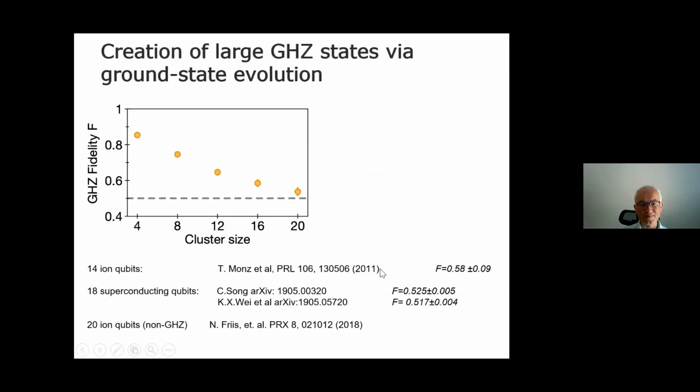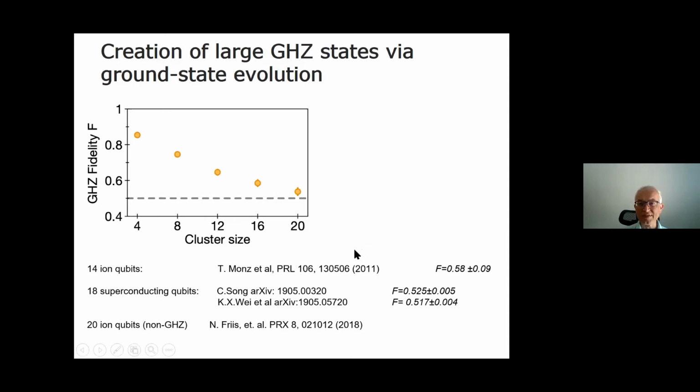So here, already in 2011, Rainer Blatt's group made such a GHZ state with a different method in a 14-ion crystal, and then at the time of our publication, 2018, the superconducting qubits were at 18. I think they are now maybe also higher in this system.